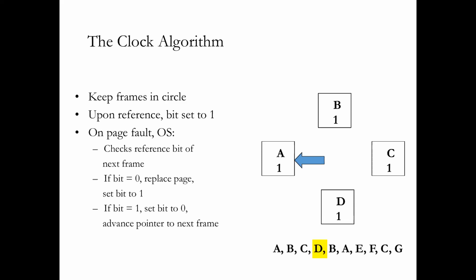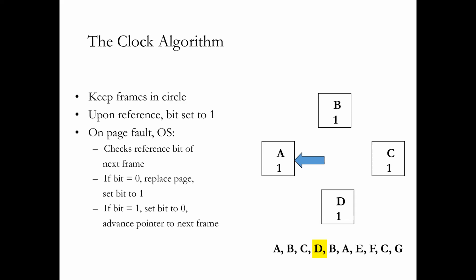So let's say A, first time we brought A, there is a page fault, we set bit to 1. Then we brought B, then we brought C, then we brought D. All of these bits are set to 1. We filled up the entire memory, we only have 4 frames, right?